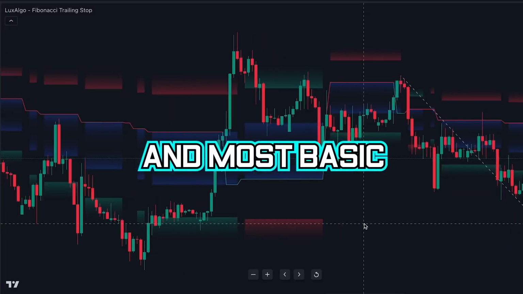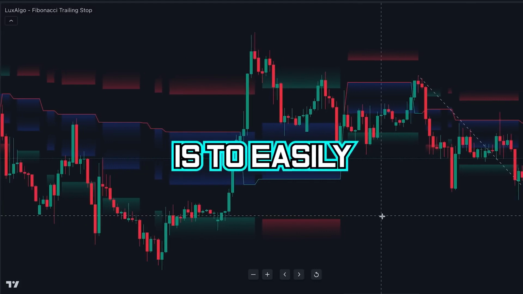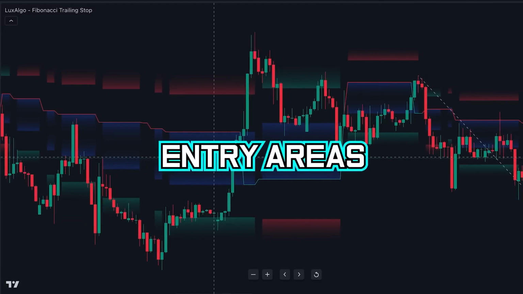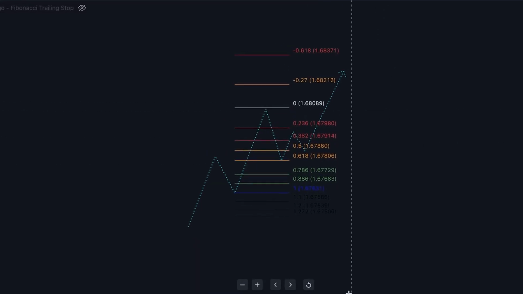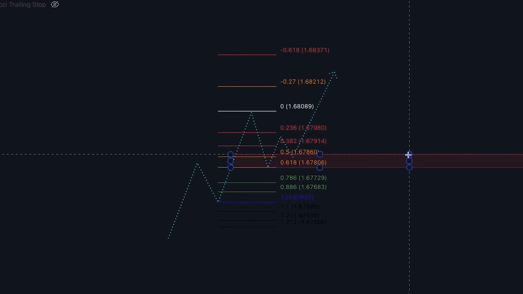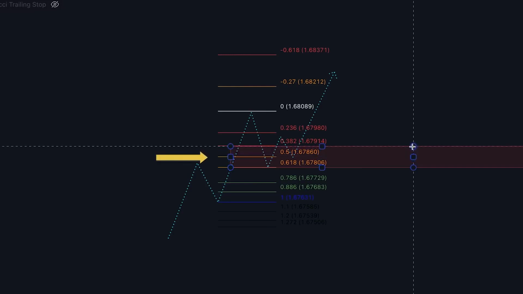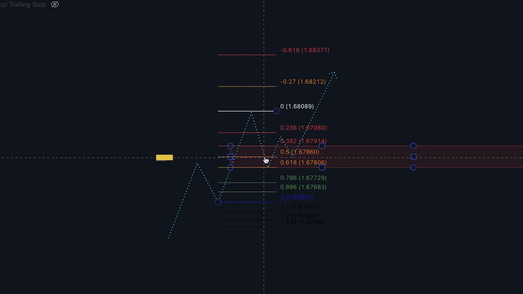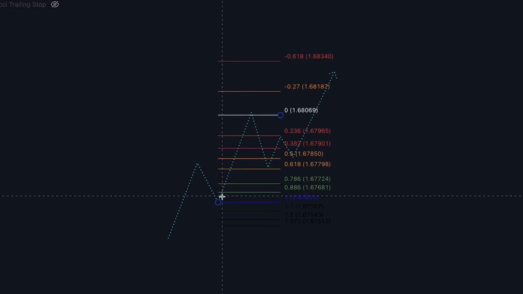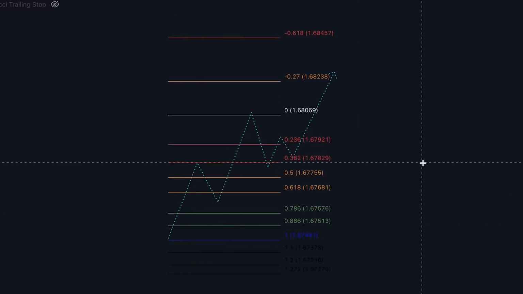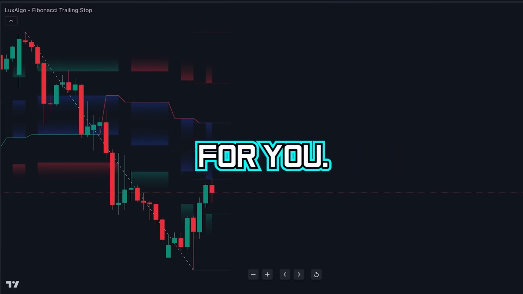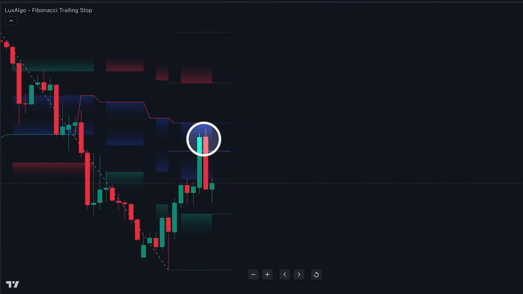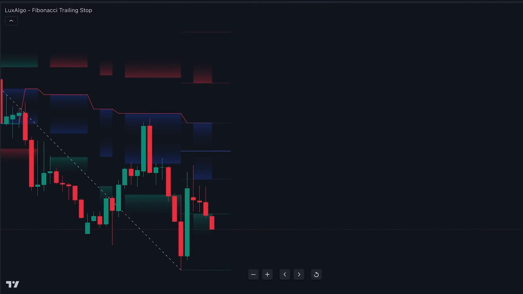The first and most basic way to use this indicator is to easily identify optimal entry areas. When using the traditional Fibonacci tool in an uptrend, we typically draw from the swing low to swing high and wait for the price to pull back into this region to seek an entry. However, traders often grapple with where to precisely place the swing low and the swing high. With this indicator, it automates this process for you. You can simply wait for the price to pull back into this region to find your entry.